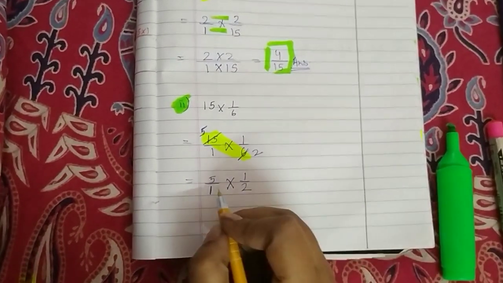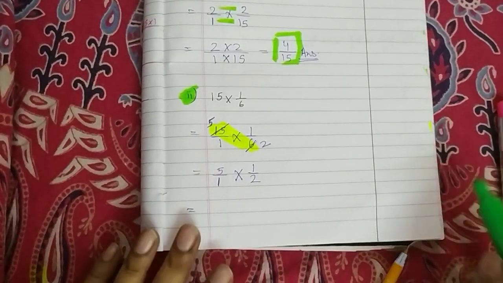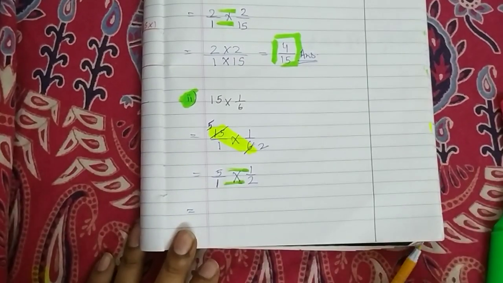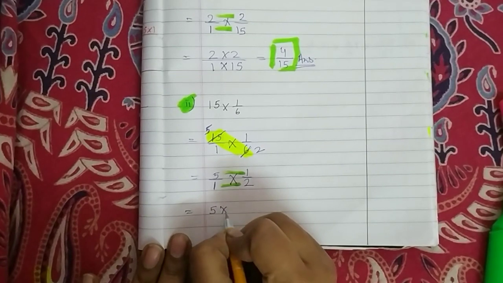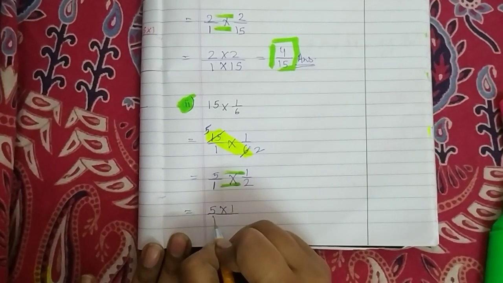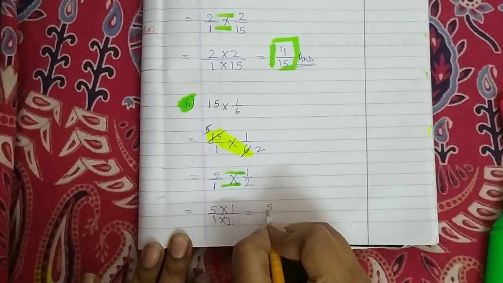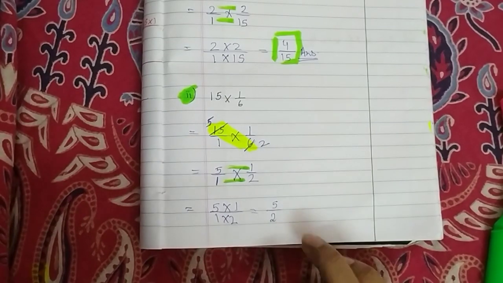Now we will multiply numerator with numerator and denominator with denominator. So I'll write 5 into 1, 1 into 2. This is what? 5 upon 2. Yes, this is our answer.